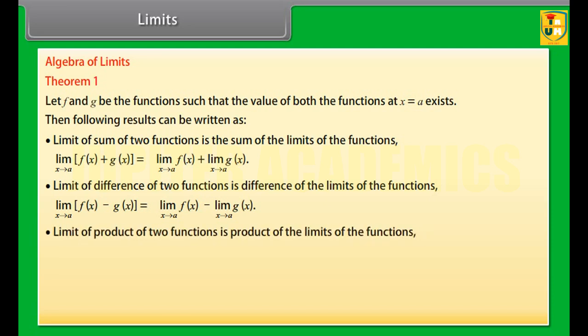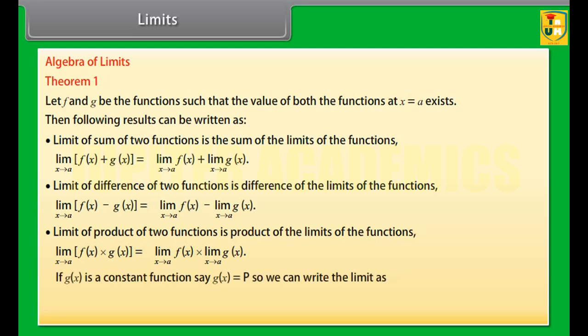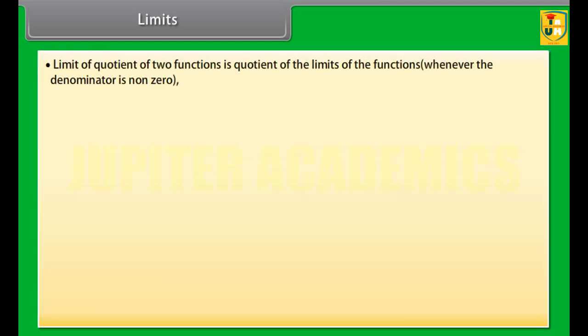Limit of product of two functions is product of the limits of the functions. Limit x tends to a of f(x) into g(x) is equal to limit x tends to a of f(x) multiplied by limit x tends to a of g(x). If g(x) is a constant function, say g(x) is equal to p, we can write the limit as limit x tends to a of p into f(x) is equal to p multiplied by limit x tends to a of f(x). Limit of quotient of two functions is quotient of the limits of the functions whenever the denominator is non-zero. Limit x tends to a of f(x) by g(x) is equal to limit x tends to a of f(x) by limit x tends to a of g(x).